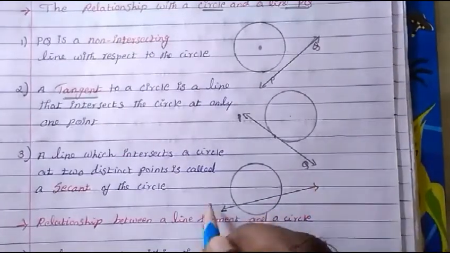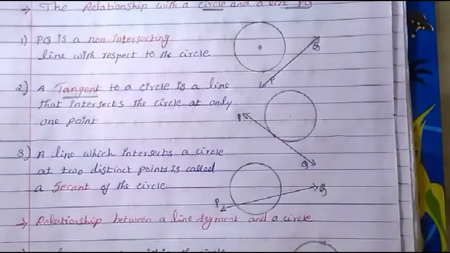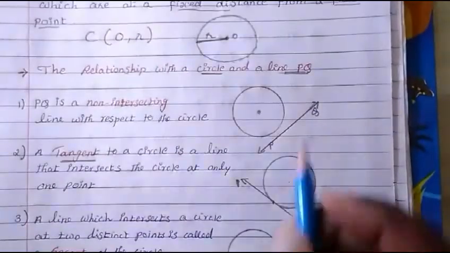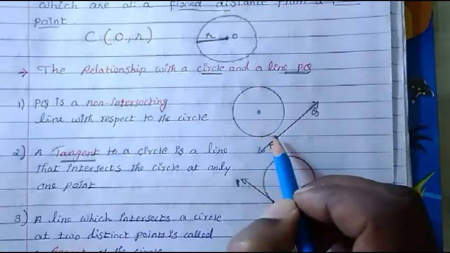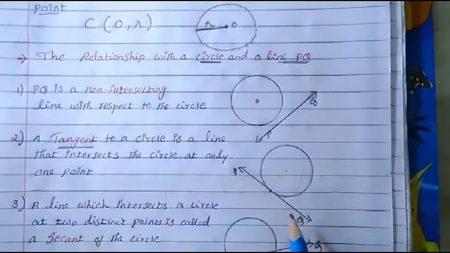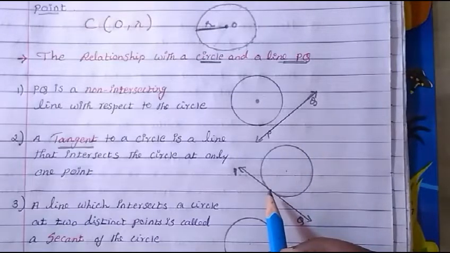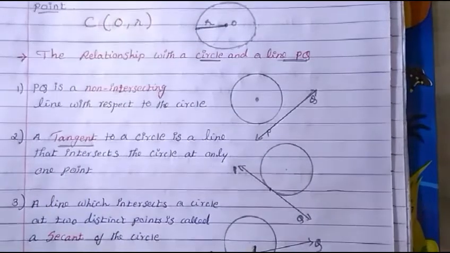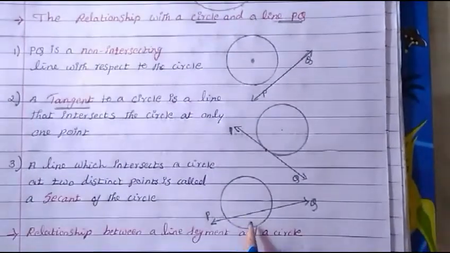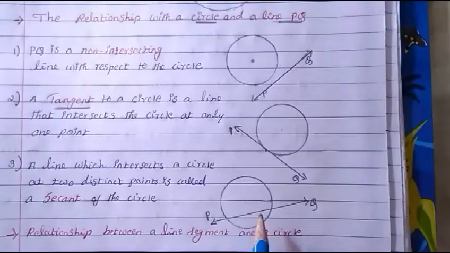PQ. Okay, first you saw this PQ line is not touching the circle anywhere, so it is non-intersecting. Here you see the PQ line is just touching the circle at one point, so then it is given the name tangent. Now the same PQ line comes inside the circle, just cutting the circle or passing through the circle. Okay, so what do we call it?